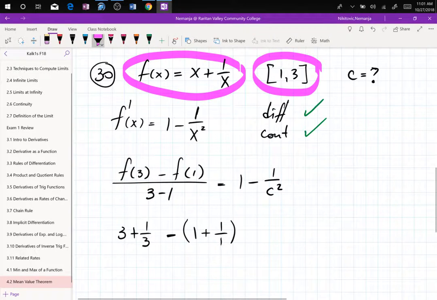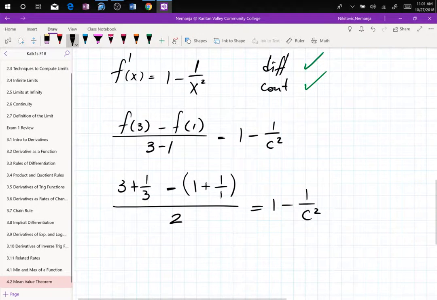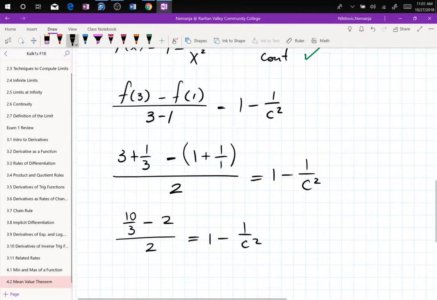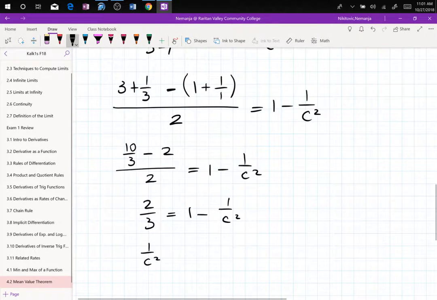So function computed at 3. All of this divided by 2. 3 minus 1 is 2. Equal to 1 minus 1 over c squared. So this is 10/3 minus 2 divided by 2. That's 4/3 divided by 2 is 2/3. 1 minus 1 over c squared. Move 1 over c squared to the left, and then have 1 minus 2/3 on the right, which is 1/3.